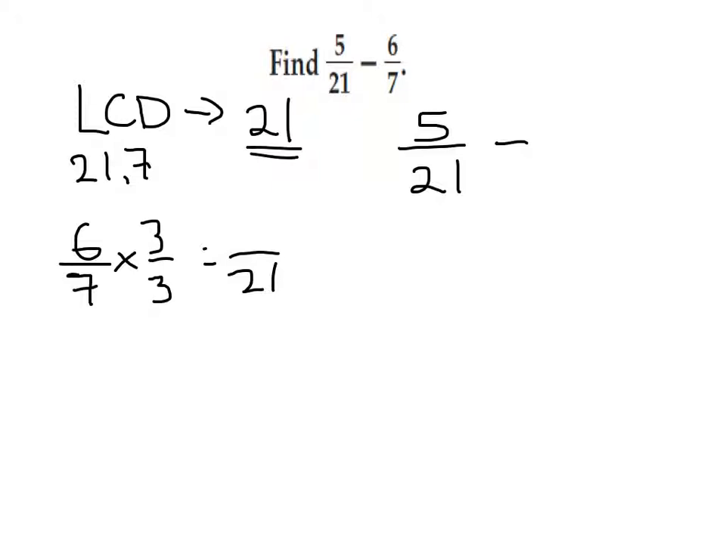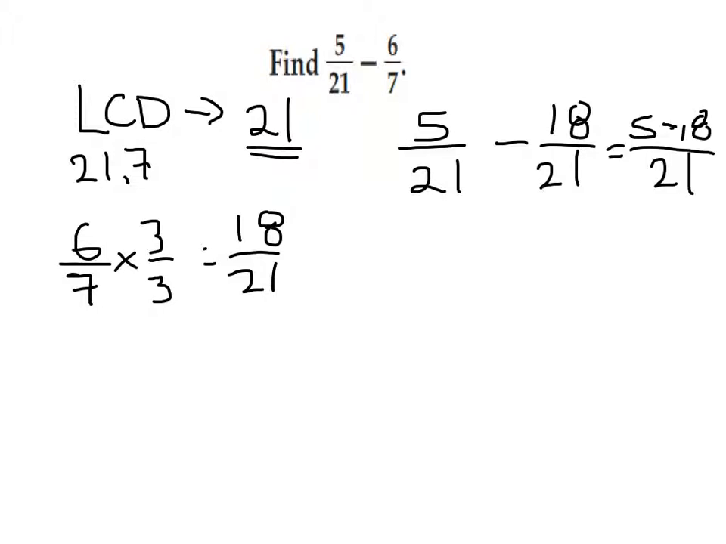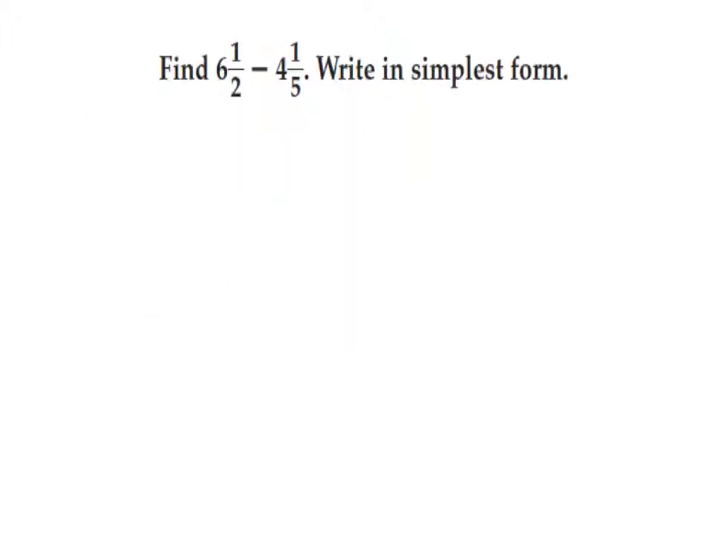So I have 6 times 3 is 18. That will be my second fraction, giving me 2 fractions with the same denominator. Alright, I only need the 21 as my denominator. I'll combine the 5 and subtract 18 in my numerator. Go ahead and do the math. 5 minus 18 is negative 13. The denominator stays the same at 21. Is this simplified? Yes, it is. I'm done.